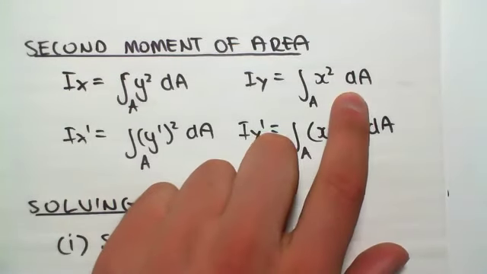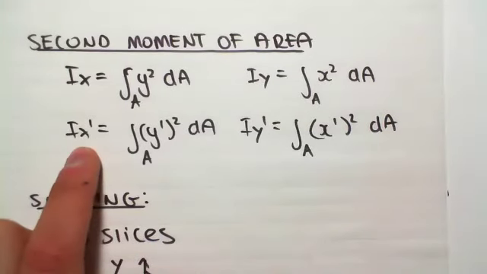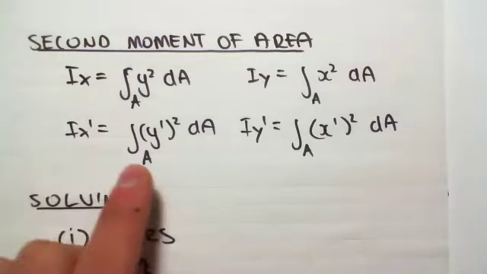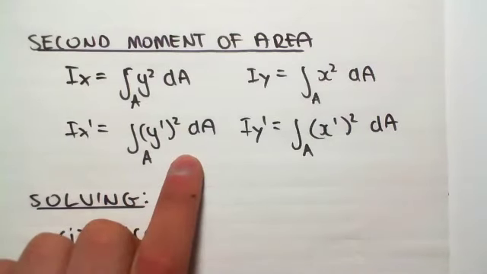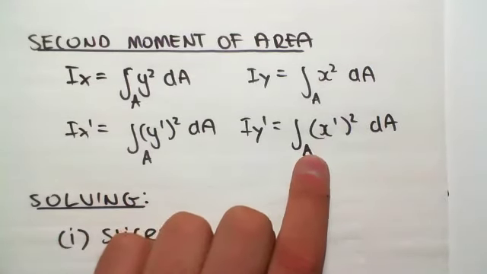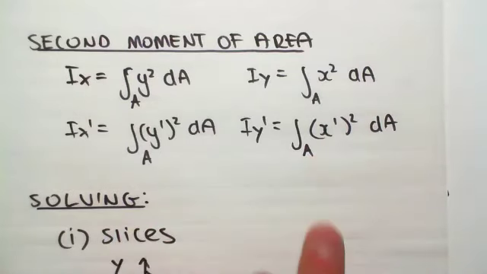Iy is the integral of A over dA x squared. Ix dash, so the second moment of area in reference to our centroidal axes, will be the integral of A dA y dash squared. Iy dash is the integral of A over dA x dash squared.